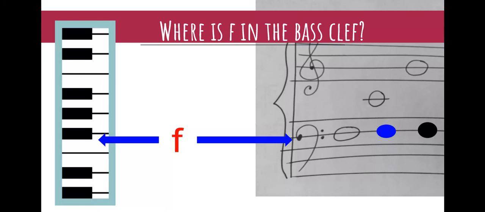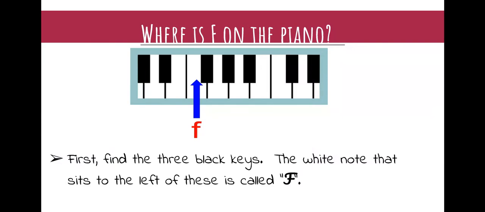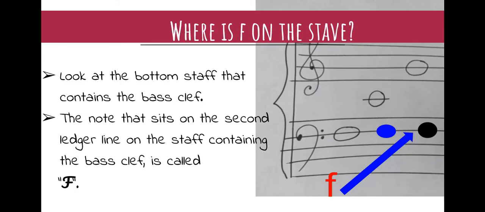Now the next note we're going to go through is F, and the F that we're going to do is in the bass clef. So this is below middle C, so it's going to be a bit lower in pitch. Now, to find the F, it's pretty easy on the keyboard. All you need to do is find the set of 3 black keys, and the F is the white key to the left of the first of those 3 black keys.